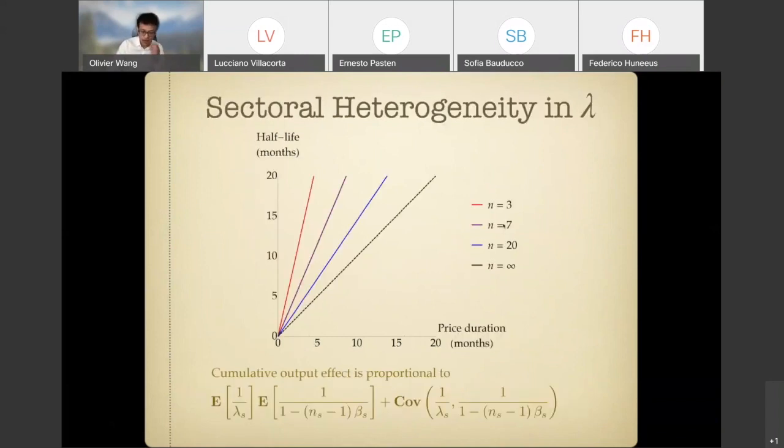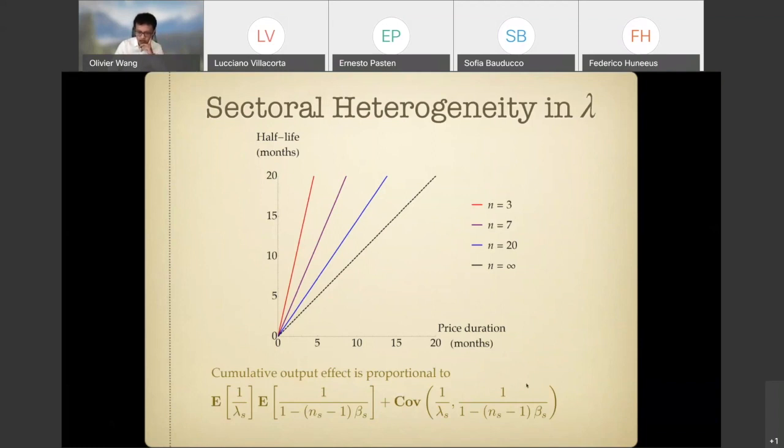Okay. Now, briefly on heterogeneity in lambda, where you have heterogeneity across sectors, you can see that the cumulative output effect, basically like the half-life that I mentioned, is larger when you have more non-neutrality. It's going to be given by this formula. So you take the average duration across sectors and the average of this factor, which is the slope of the half-life in a sector as a function of the duration. Here I'm showing different sectors, n equals 3, very concentrated sector in blue, n equals 20, less concentrated. And so this gives me the slope from the formulas that we had.